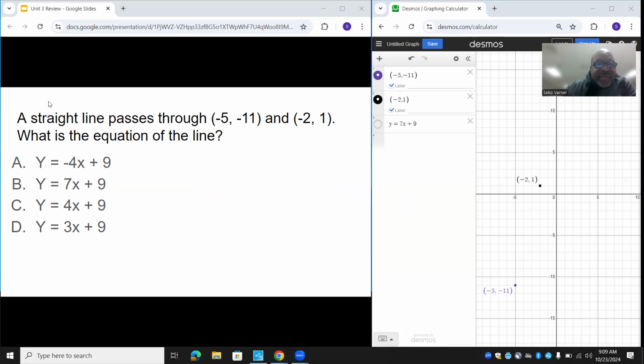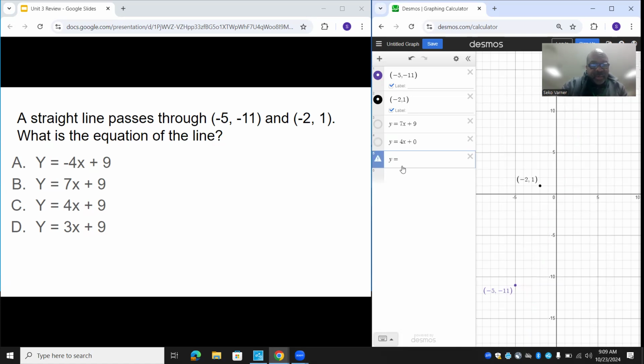But I can see that this line here doesn't go through my points. And that's what we want. We want something that's going to go through those points. So let's try the next equation of the line, which is y equals 4x plus 9. That's not going through it either. All right, so we'll try the next one.